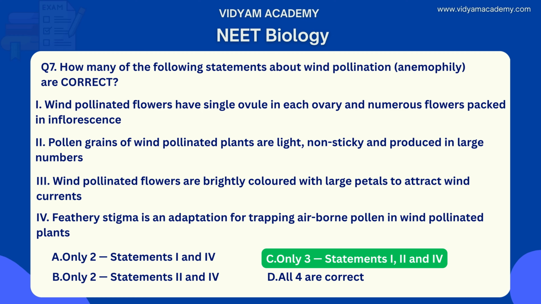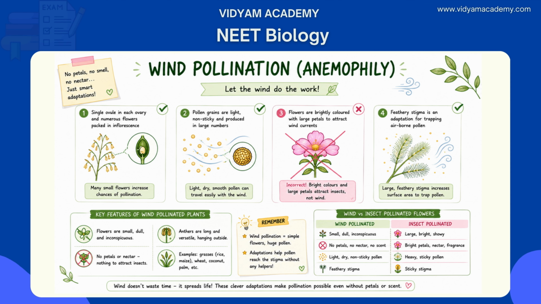Only 3 are correct: statements 1, 2 and 4. Statement 3 is wrong. Why? Wind pollinated flowers are not brightly colored or showy. That's for insect pollinated flowers. Wind pollinated flowers are typically small, dull and lack petals or nectaries. They produce large amounts of light, dry, non-sticky pollen to increase chances of reaching the feathery stigma.